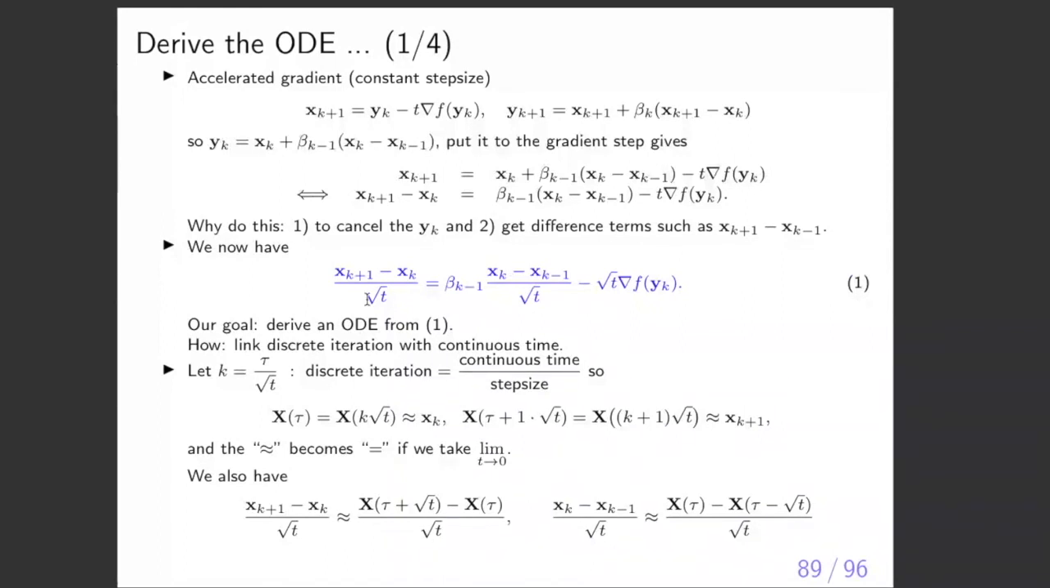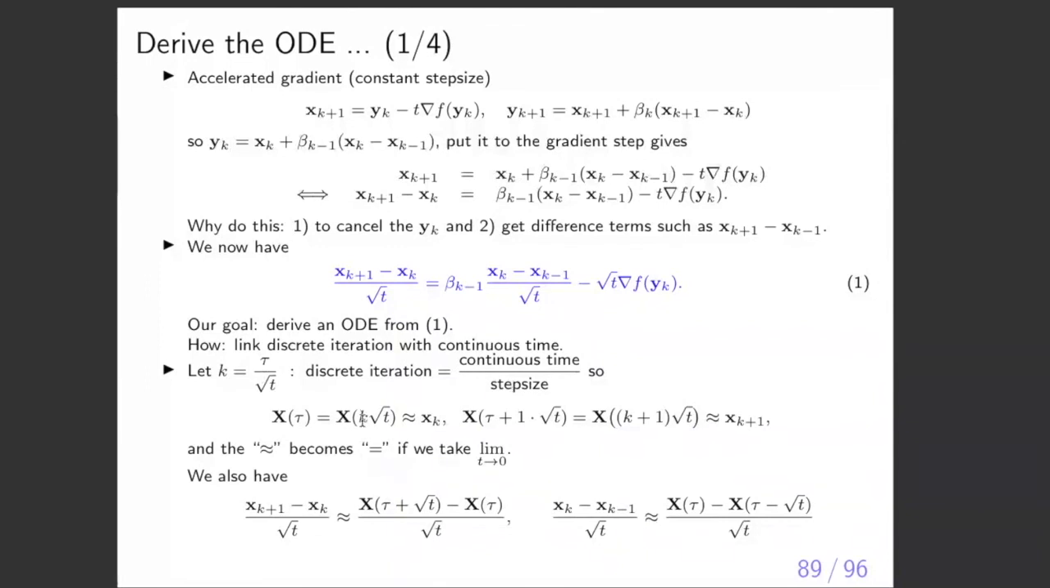The goal is to derive the ODE from 1. Why divide it by square root t? It's just because it will cancel some terms. It's possible you don't divide it by square root t, you can still do the same thing. So we now want to derive the ODE from this thing, because this is a discrete equation. That means we need to link discrete iteration with time. Because we divide by square root t, let's say iteration k, this is discrete iteration, is equal to tau divided by square root t. Tau is continuous time, square root t is step size.